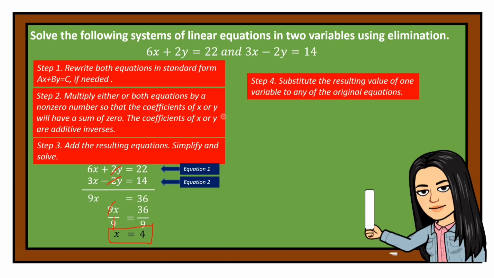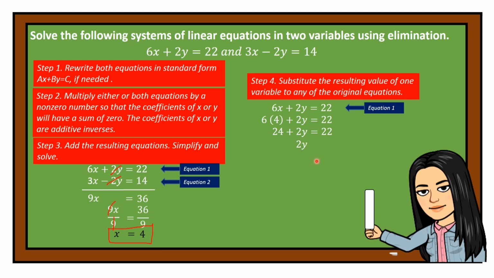So, pwede natin i-substitute ang value ng x sa kahit aling equation doon sa ating given. So, in this case, kunin natin ang equation 1. 6x plus 2y equals 22. So, let us copy 6, and then x will be substituted by 4. So, ang 4 natin ay nakuha natin sa step 3, which is x is equal to 4. And then we copied 2y equals 22. 6 times 4 equals 24. And then copy plus 2y equals 22.